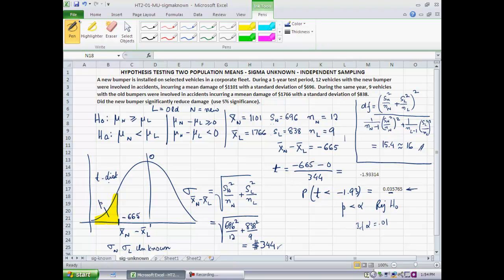There's a 3.5% chance that I would be seeing what I'm seeing in the sample purely by chance. All right, and maybe I can get better results by increasing my sample size, looking at more cars with new bumpers, more cars with old bumpers. But with the data that I have here, I would not be able to reject the null at the 1% level of significance. But I would be able to reject the null at a 5% level of significance, which may be good enough for our purposes here. Okay, so the final conclusion is at the 5% level of significance, based on the data that I see in the sample, I would conclude that yes, the new bumpers do in fact significantly reduce damage compared to the old ones.